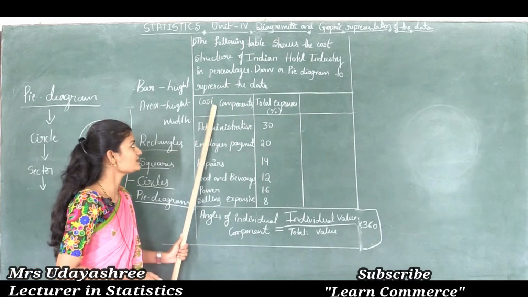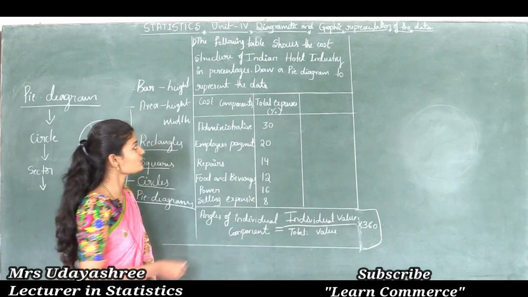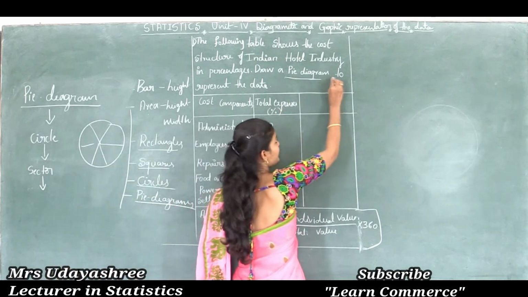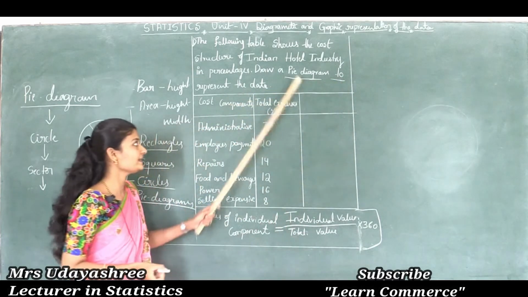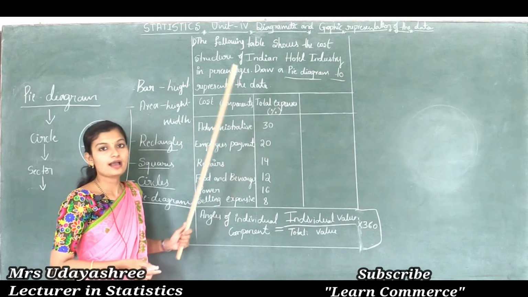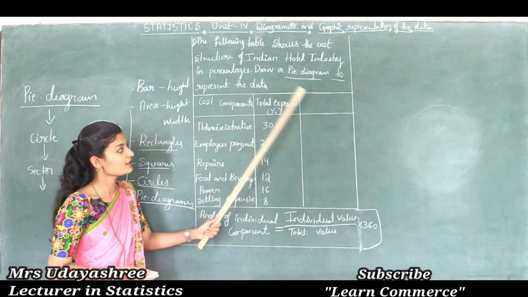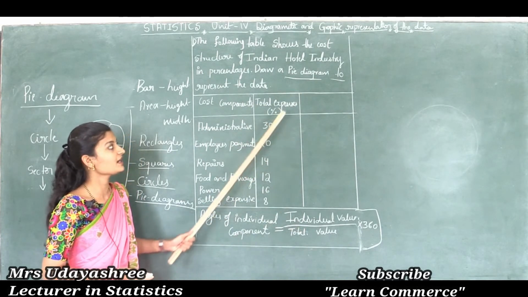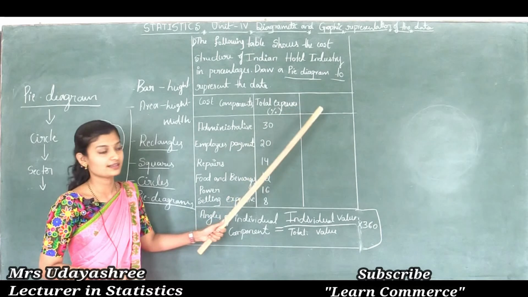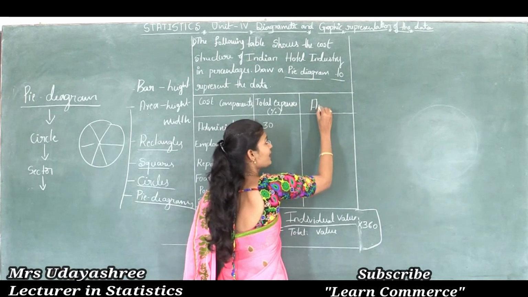Based on these cost components, this problem is based on a pie diagram. To draw a pie diagram, we need to convert these total expenses into angles. So how to convert them into angles? Using this formula we can convert them. So first I will convert these total expenses into angles.